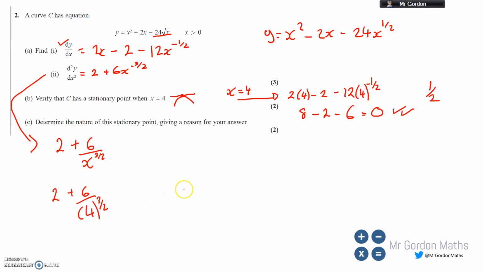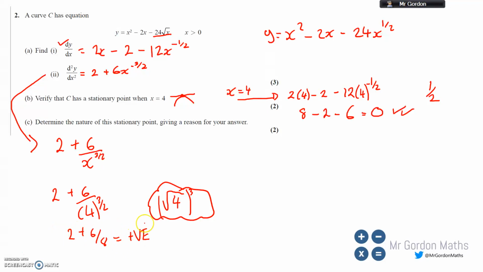So this is the same as, just do a little thought bubble here, the square root of 4, because that's the 2 part on the bottom, cubed. That's the 3 on the top. That's what it's going to do. Square root of 4 is 2. 2 cubed is 8. So we're going to end up with 2 plus 6 over 8. This is all positive, and that's what we're interested in. Do we end up with a positive answer or a negative answer?